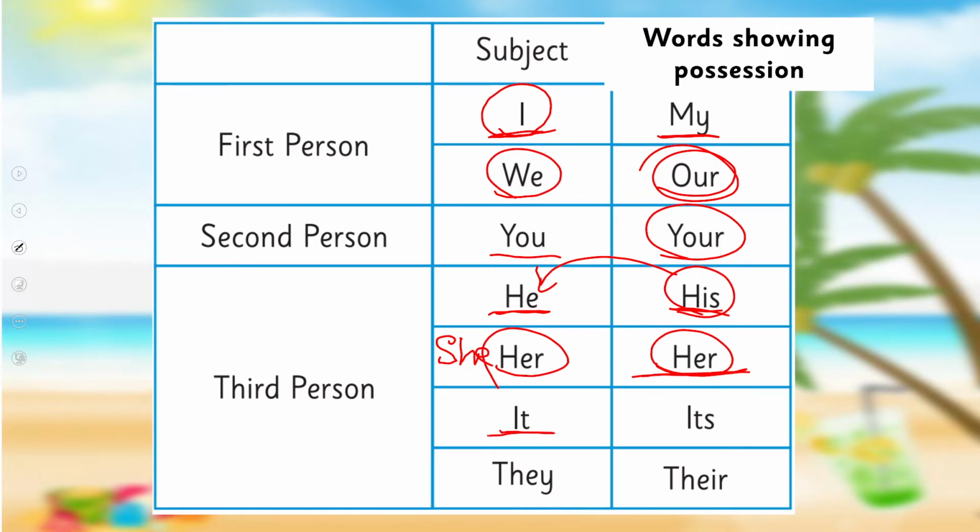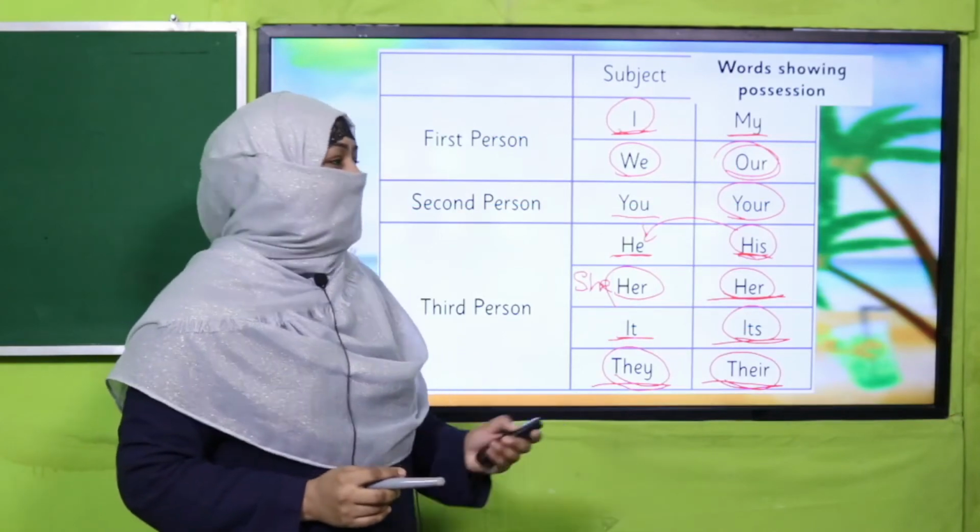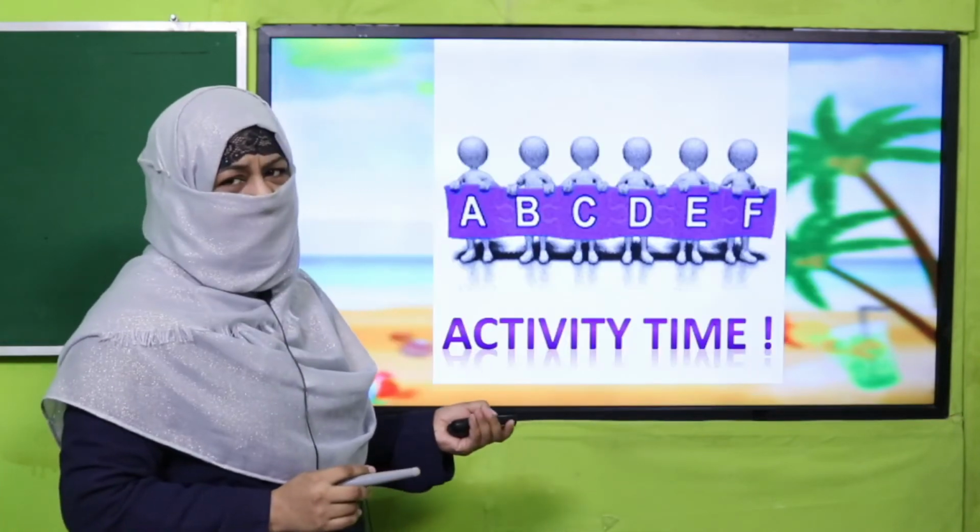It is my dog. Its name is Fifi. All right. And they are my friends. This is their house. This is how we use words showing possession. Are you clear? Okay, so let's practice it through an activity.